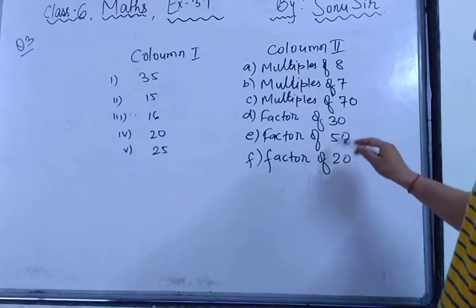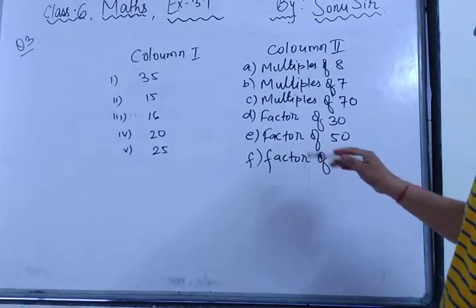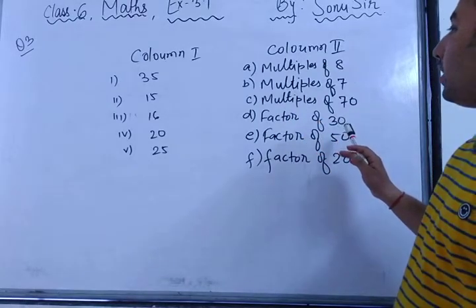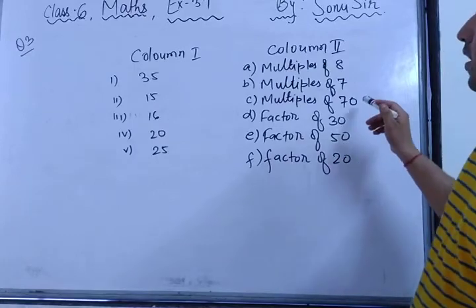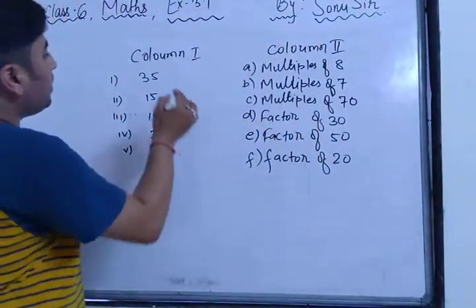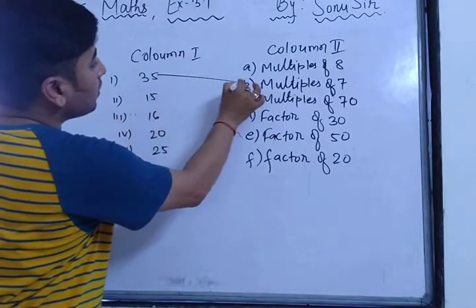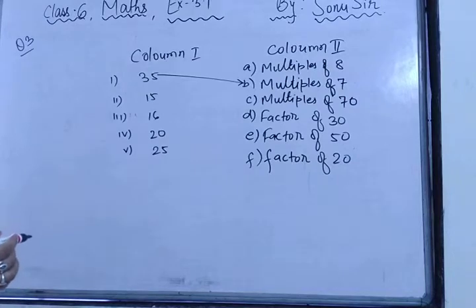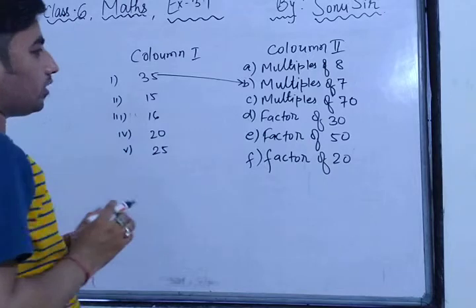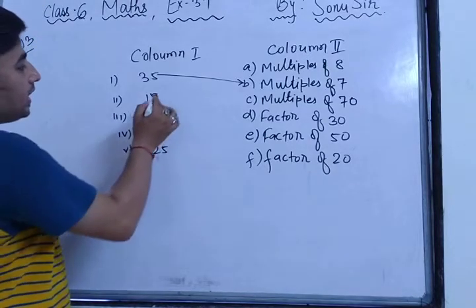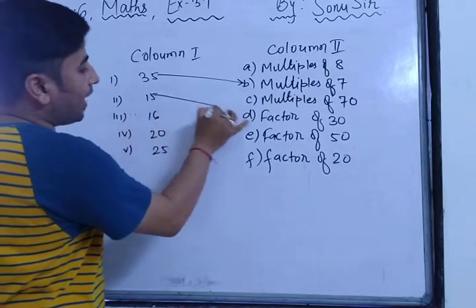Rest all are factors of 30. 35 can't be a factor of 50, it can't be a factor of 30, and it can't be a multiple of 70. So we know 35 will be the multiple of 7. Got it? Now 15. Can you tell me 15? 15 will be the factor of 30, right? 15 twos are 30, so it will be a factor of 30.